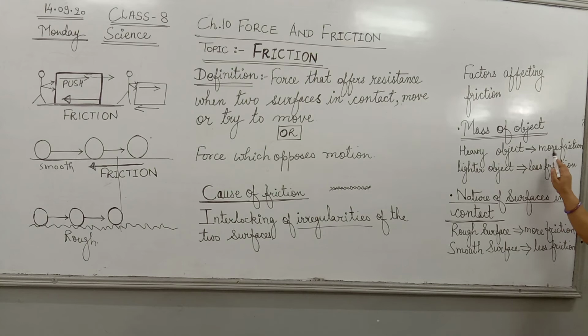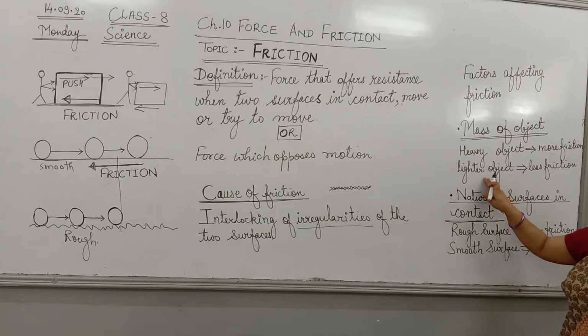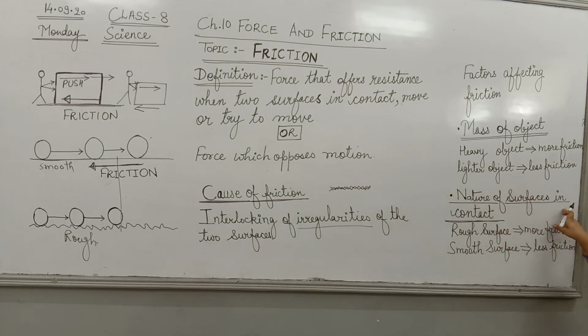Heavier the object, more will be the friction. Lighter the object will have less friction. That means if you are trying to move a heavy object, it is difficult to move, whereas in case of a lighter object, it becomes easier. Nature of the surface, if you are trying to move the same ball on a rough surface, it is difficult or it covers lesser distance. Whereas in case of smooth surfaces like a smooth table, sunmica or something, it will get less friction, means less resistance to the motion will be there.